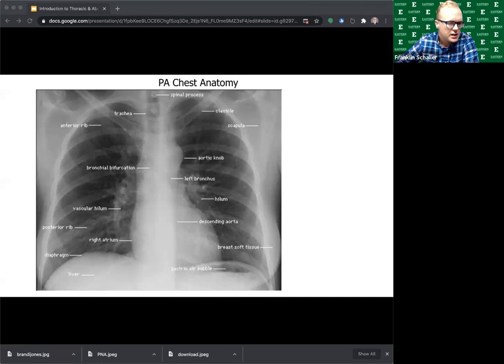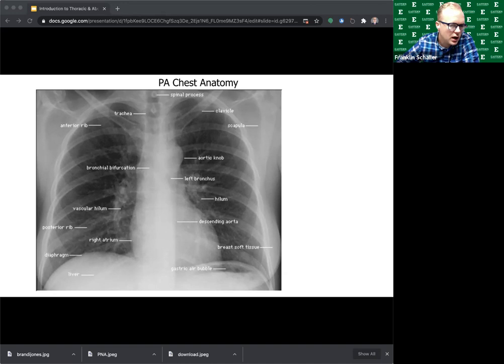So this is an example of a normal chest. It's very important to familiarize yourself with what a normal chest x-ray looks like. And there's quite a bit of anatomy to see here. So looking at this normal chest x-ray, I can see the spinal processes up towards the top. There is the beautiful airway, the trachea. It appears midline. We see the anterior and posterior ribs, clavicles, scapulae, the aortic knob. What else do we see? Bronchial bifurcation. We see the hilar bilaterally, the descending aorta, the right atrium, the diaphragm, the liver, and the gastric air bubble. We will talk more about these individually as we go along.